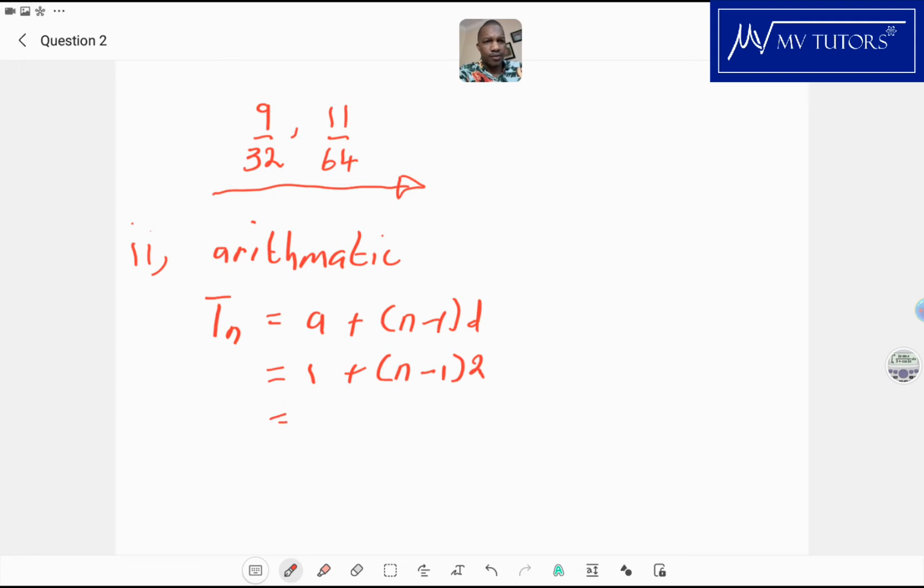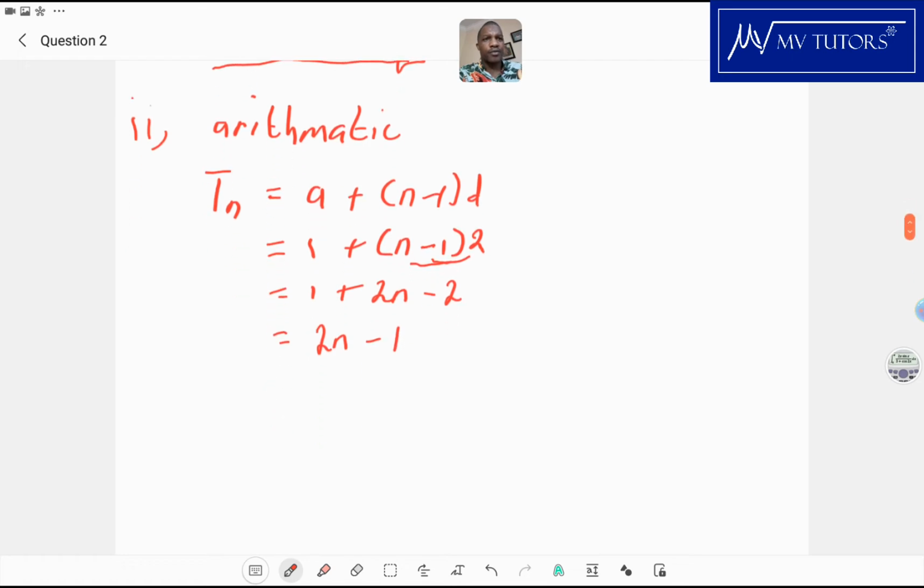We'll get rid of the brackets. We'll just multiply the 2 inside here. So it's going to be 2 times n, which is 2n. 2 times minus 1 is minus 2. And then if I add that, I'll be left with 2n. 1 minus 2 is minus 1. So we're done with the arithmetic part. That's the equation. Let's do the geometric part now.